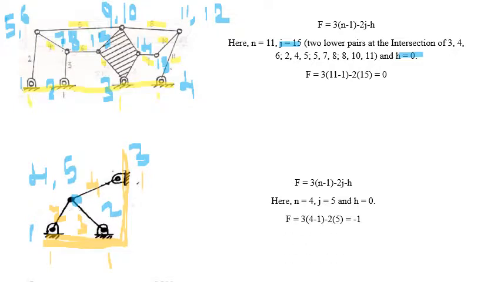So here F value, after substituting all the values, I got minus 1. So if F value is negative, what does it mean? So it is a redundant structure or constraints, or statically indeterminate structure.